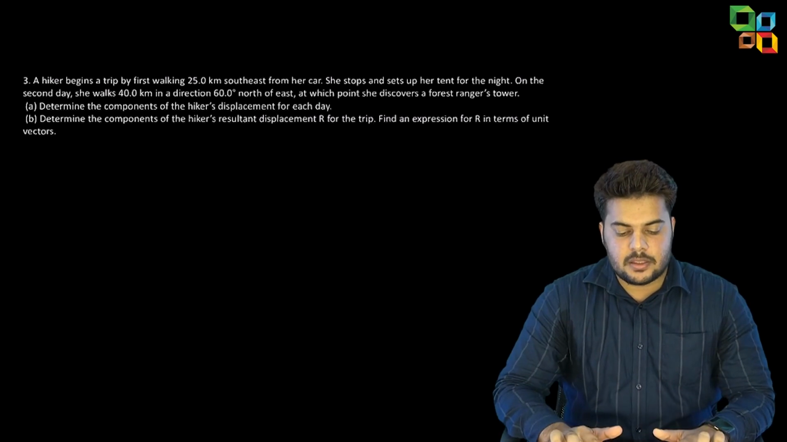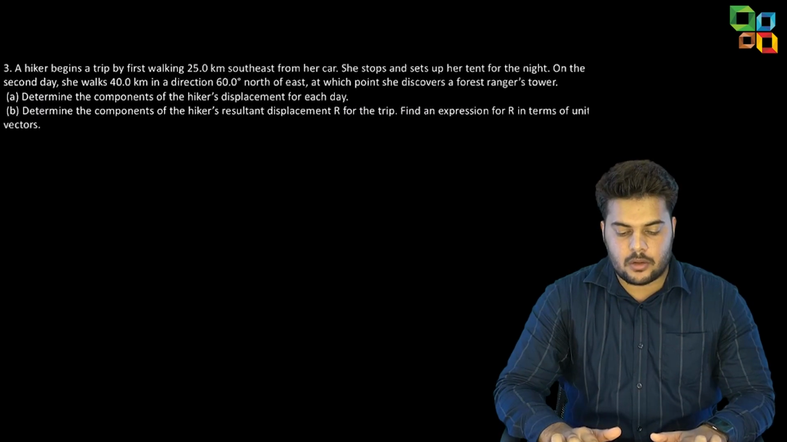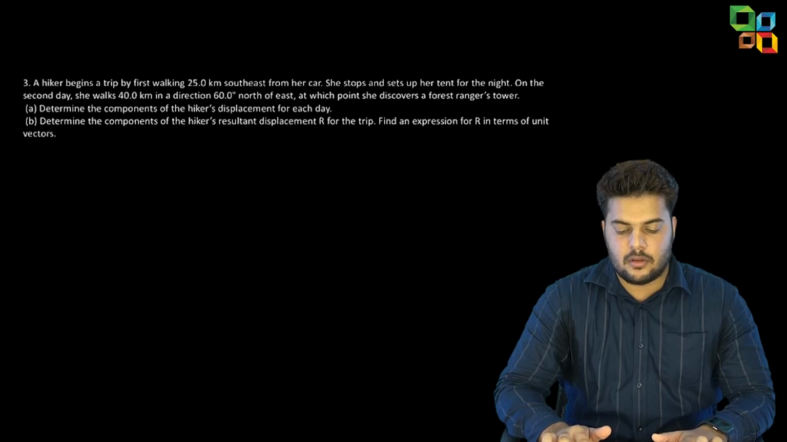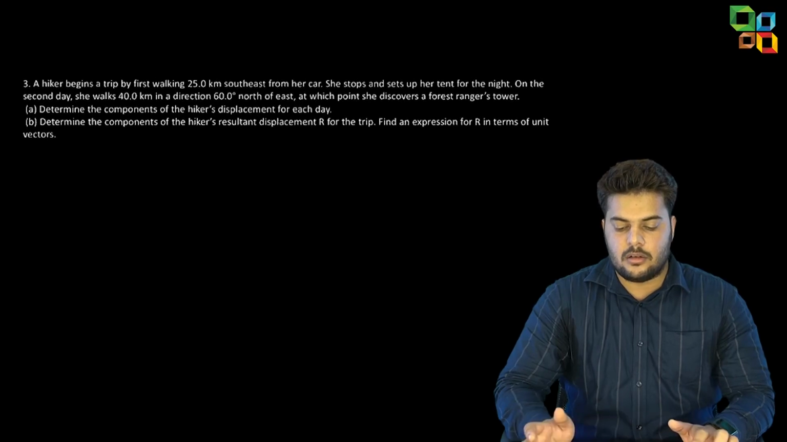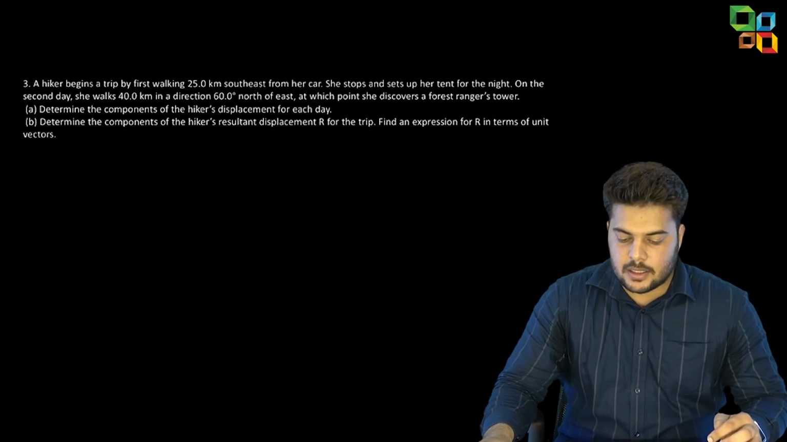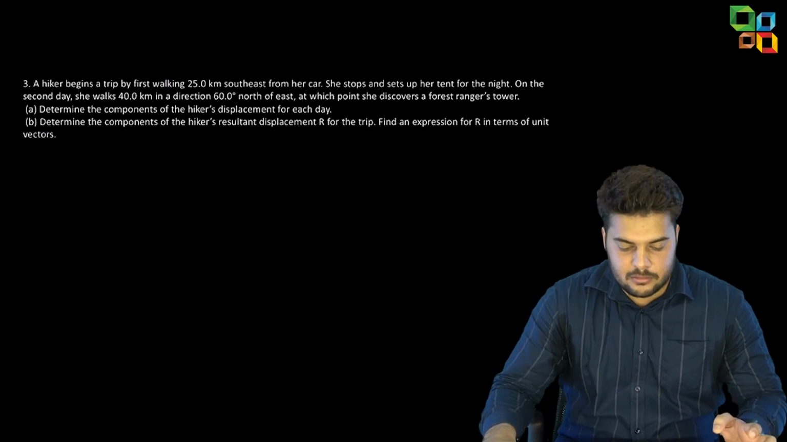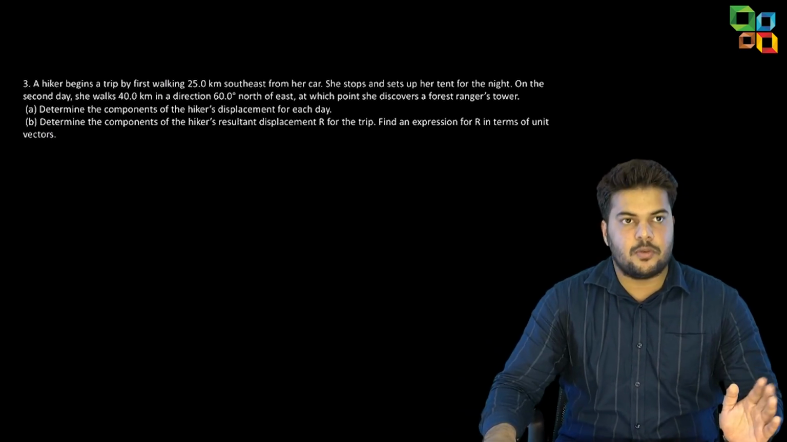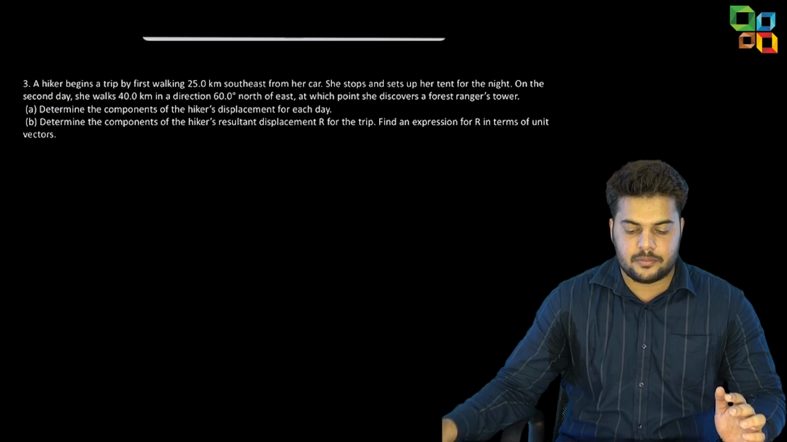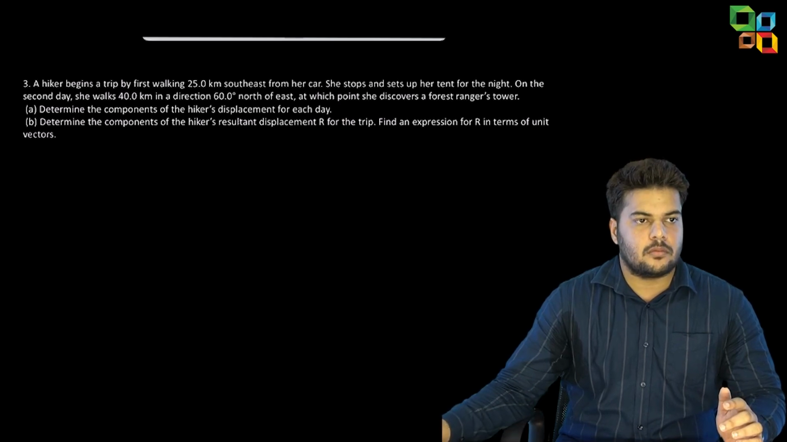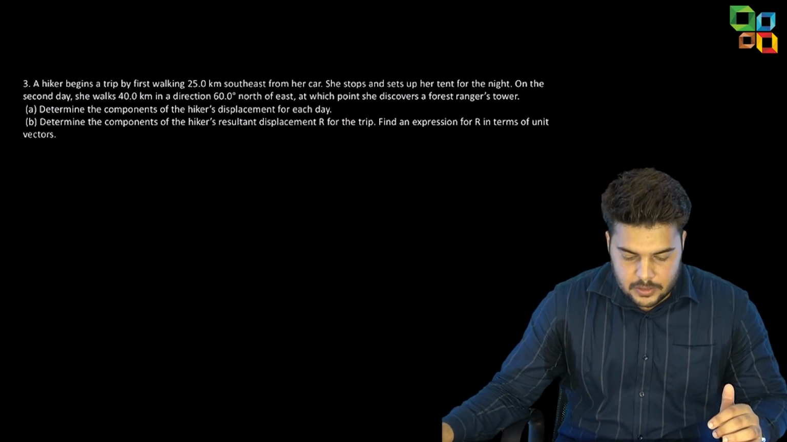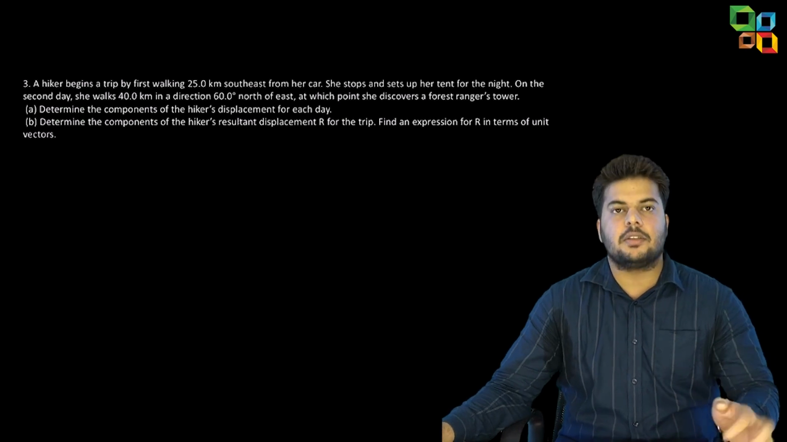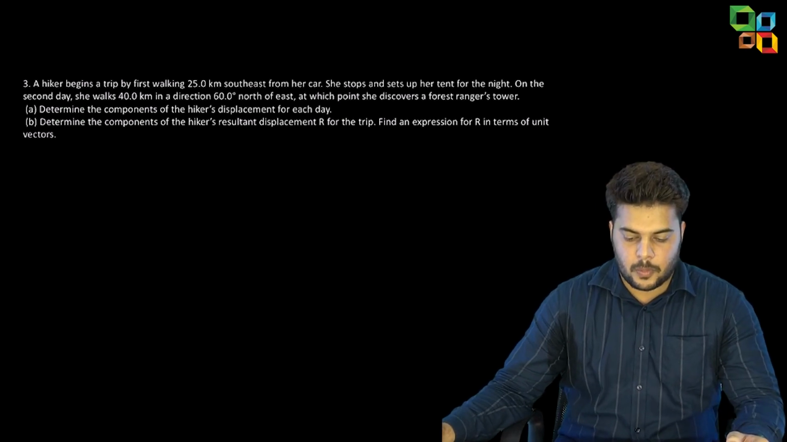The hiker begins the trip by first walking 25 kilometers southeast from her car. She stops and rests, sets up her tent, all that story. On the second day, she walks 40 kilometers in a direction 60 degrees north of east, at which point she discovers a forest ranger's tower.